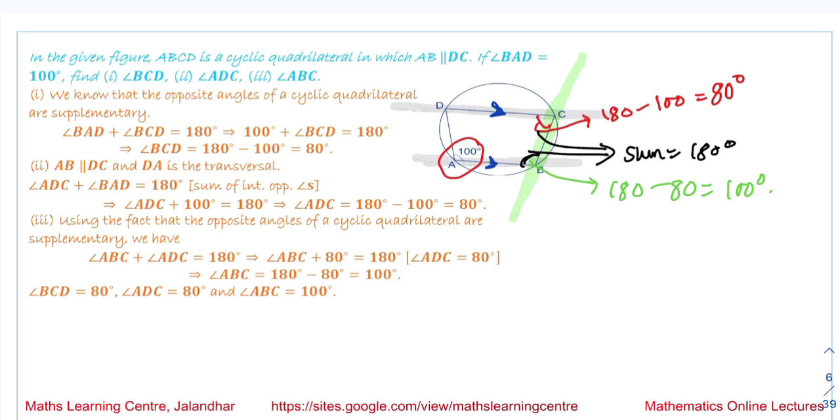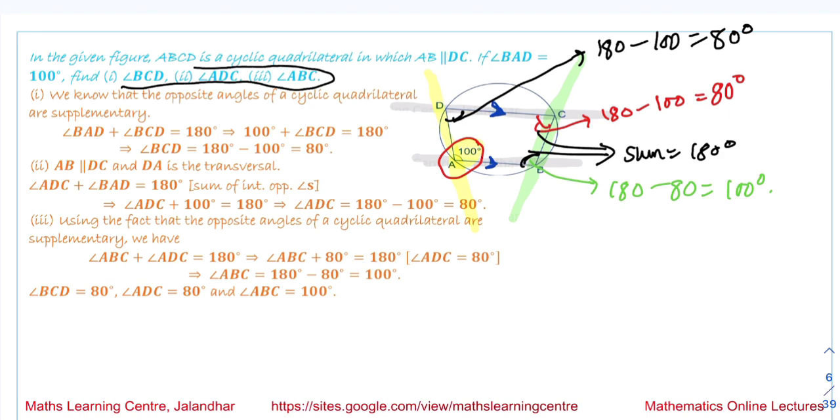Similarly, we are saying this is the transversal over here. If this angle is 100 degrees, then the value of this angle will be 180 minus 100, which is equal to 80 degrees. So these are the three angles that we have to calculate: the value of BCD is 80, ADC is 80, and ABC is 100 degrees.